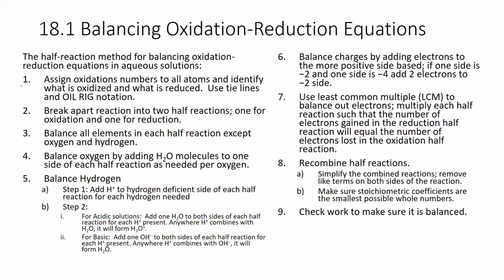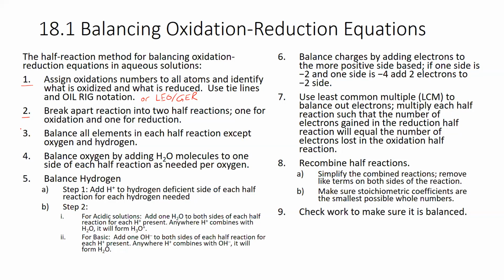So the first thing we're always going to do with redox reactions is make sure we're assigning oxidation numbers to all of the atoms and identifying the thing that's oxidized and the thing that's reduced. And using those tie lines and OIL RIG or LEO GER notation, whichever one you prefer to use, just make sure you're consistent. And we'll break the reaction apart into half reactions, then we'll balance the half reactions.